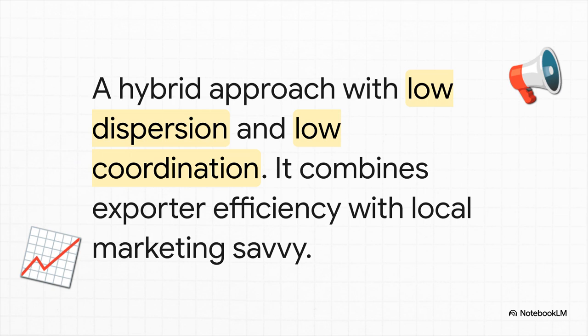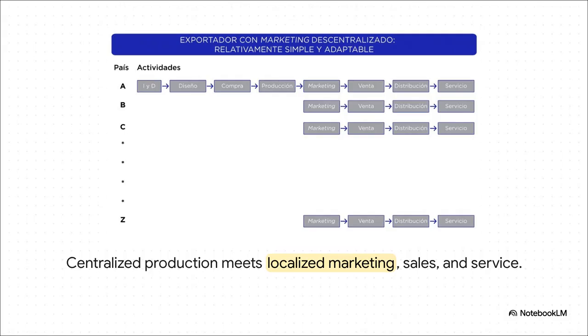That brings us to our third model, the decentralized marketer. This one sits in that weird low dispersion, low coordination spot. It's trying to get some of that exporter efficiency, but with a bit more local marketing smarts. So here's the deal with this one. You keep the core stuff, like R&D and manufacturing, at home to keep costs down and quality consistent. But then, everything that touches the customer, marketing, sales, distribution, service, you hand that over to the local teams and give them the autonomy to figure out what works best in their market.